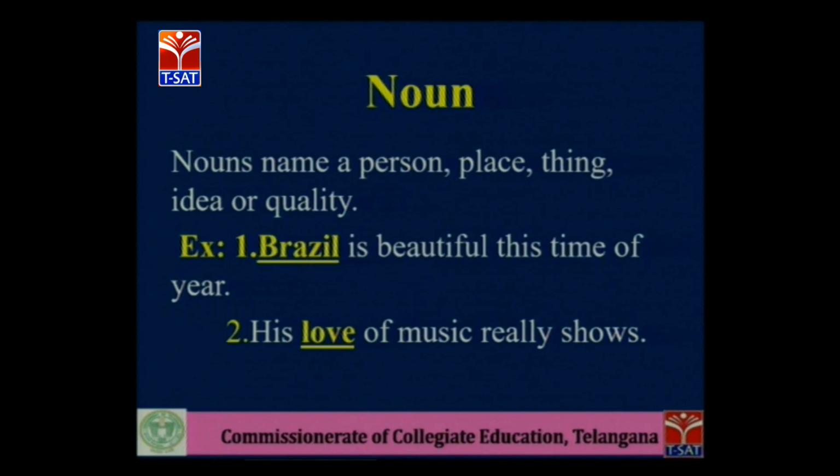And in the next example, his love of music really shows. And what is the noun here? It is love. And what type of noun is it? It is an abstract noun. And we also know that an abstract noun refers to feelings, ideas, emotions, qualities, etc.